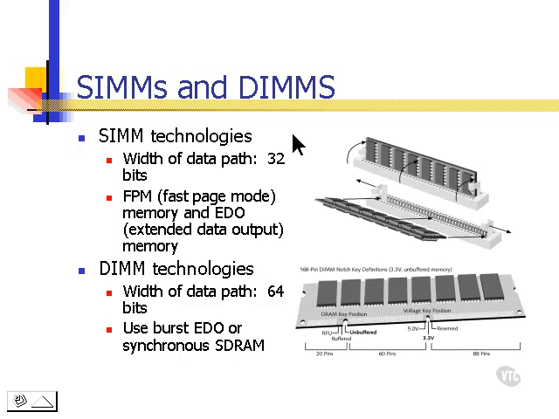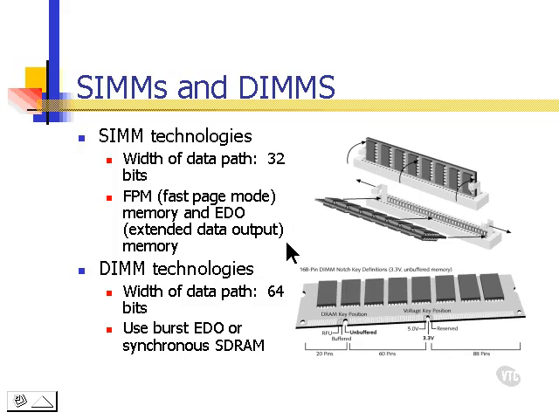A SIM is a single inline memory module. It has a data path of 32 bits and can come in varieties such as FPM, fast page mode, or EDO, extended data output.